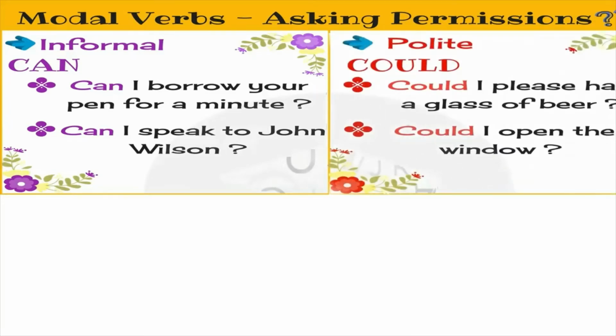Coming to the next one. When you want to be polite, that is, you're talking to an elder, you use the word could. Could I please have a glass? Could I open the window? Alright, so what are you doing here? You're using the word could. You're making a polite request.